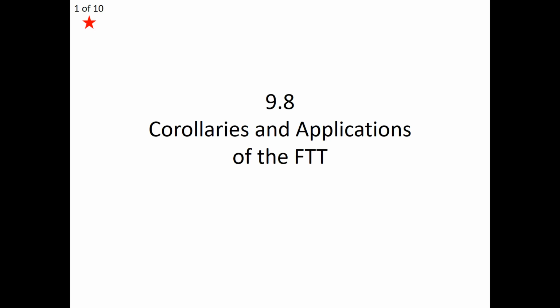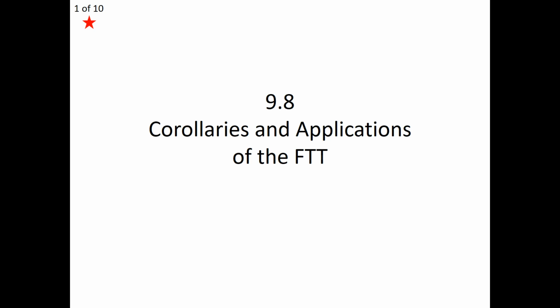Hello, this is Mr. Gilmore with 9.8, Corollaries and Applications of the FTT. Now, the FTT, the fundamental tangent theorem, is what we just saw in 9.7. That proves that when a line is tangent to a circle and a radius is drawn to that point of tangency, the radius and that tangent line are in fact perpendicular to each other.